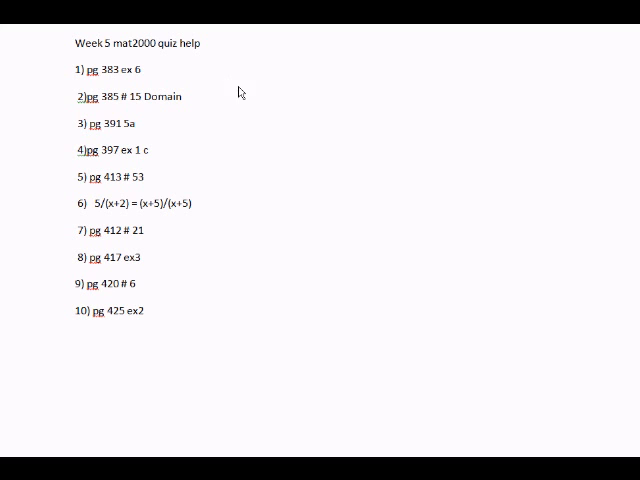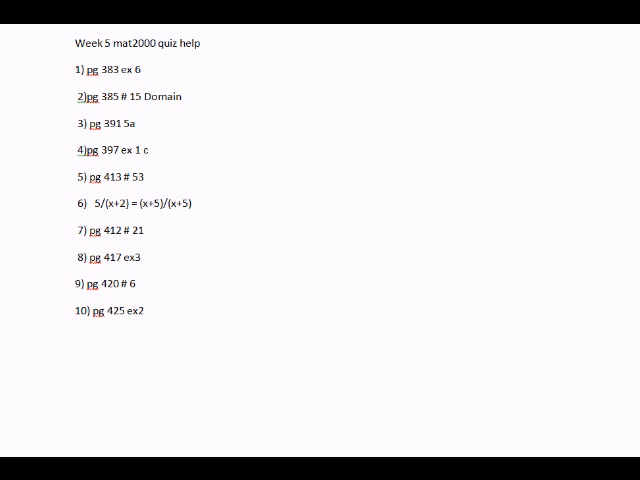Okay, so I am recording this. This is the week 5 Math 2000 quiz help. I went to the quiz, I looked at a problem, and then I looked through the book and said, okay, these are the closest problems that I can find that are similar.